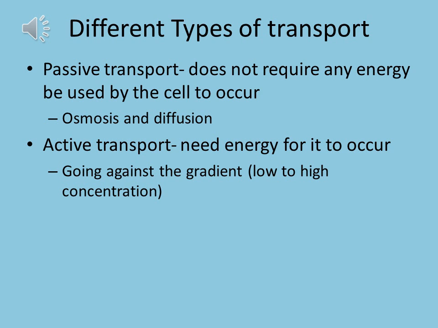When we talk about types of cell transport, we'll often use terms such as active transport or passive transport. Passive transport means that no energy is required by the cell to do that action. Osmosis and diffusion are both passive transports because the cell is not using its own energy for this to occur. Active transport, however, does need energy for it to occur.